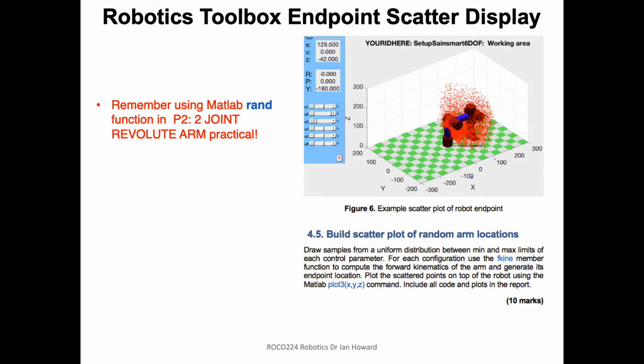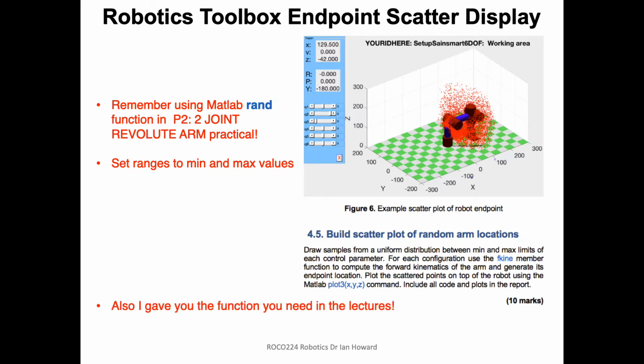I was asking you to use a rand function in order to randomly set θ1 and θ2 on a simple 2-joint planar arm. And the ranges were quite simple on that, so you could probably do that without thinking too much about it. I did give you a function in the lectures, however, if you look back, to let you draw from a uniform distribution between a minimum and a maximum value to give you a certain number of samples. And basically, in a nutshell, all it's doing is using the rand function.